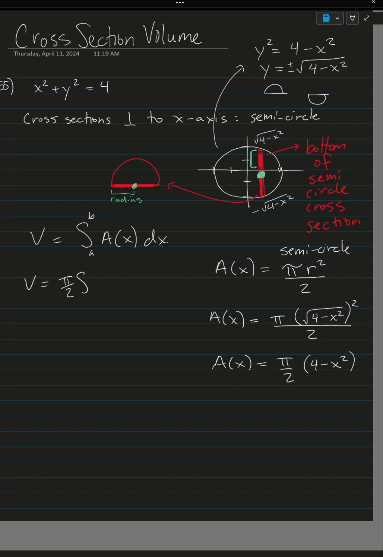It looks like our circle goes from -2 to +2 as we slide that red bar across the circle from left to right. And then I can put the remaining part of that area function in here, 4 minus x squared dx. There's the setup. I think you shouldn't have too much trouble finishing from there.